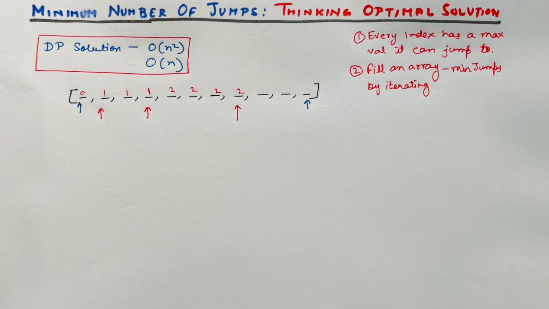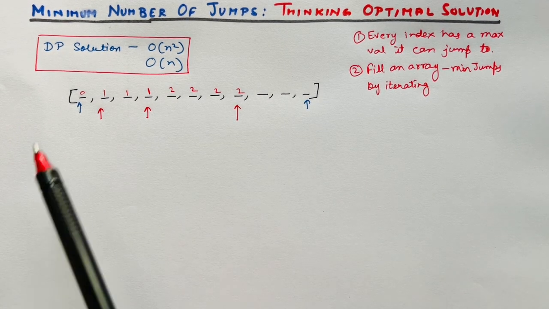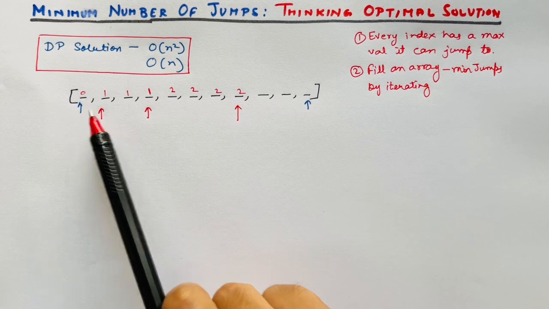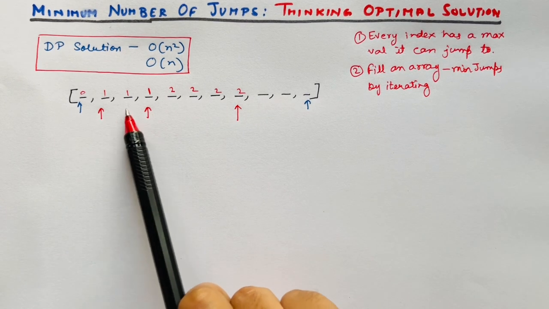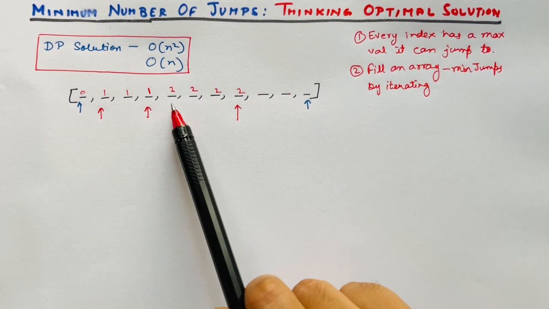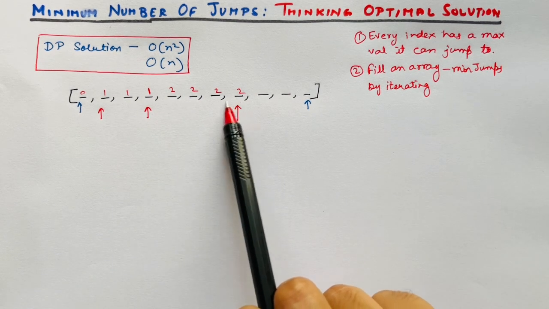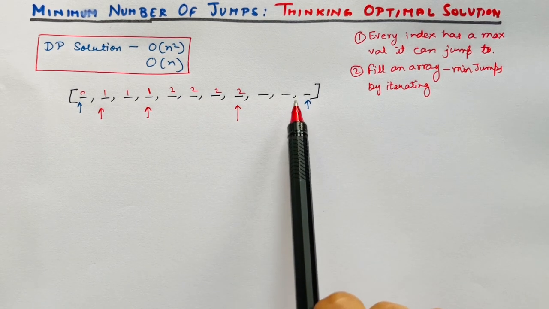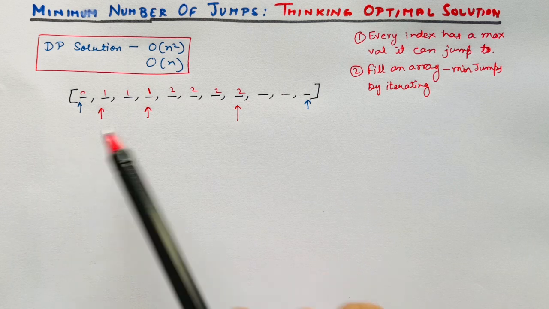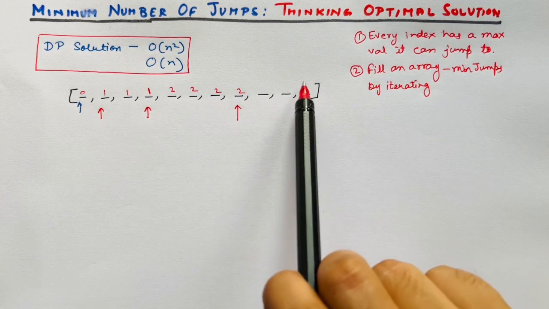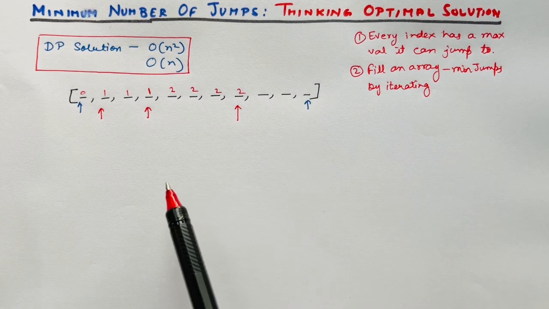Then we can see what we are doing. First of all, we are figuring out what are the indices where we can reach in 0 jumps. Then we are figuring out what are the indices where we can reach in 1 jump. Then we are figuring out what are the indices we can reach in 2 jumps, and so on. That means, let's say if this was a new array called minimum jumps, we are trying to fill this array, and the value at this position will be our answer.